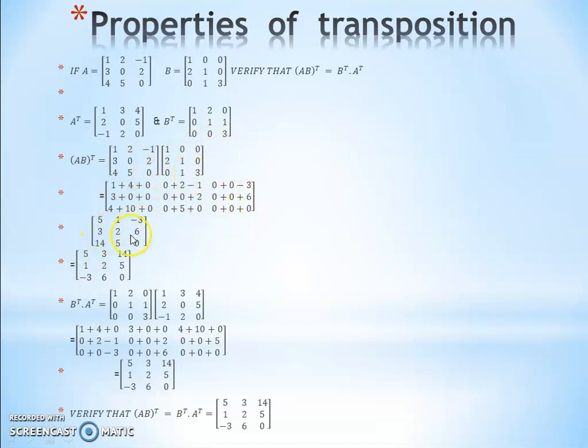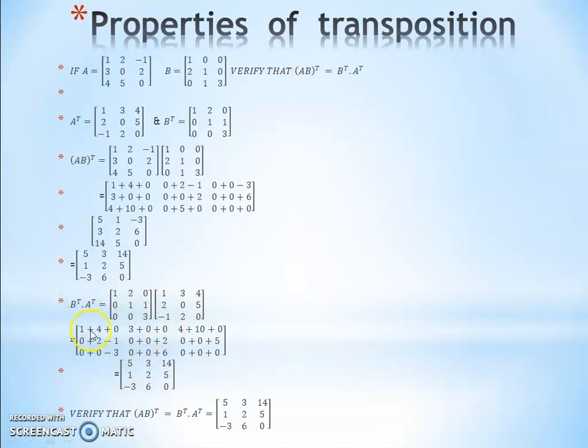We derive 5 1 -3; 3 2 6; 14 5 0. Transposed, converting rows into columns: 5 1 -3, second row 3 2 6, 14 5 0. Now we have to take B transpose into A transpose.